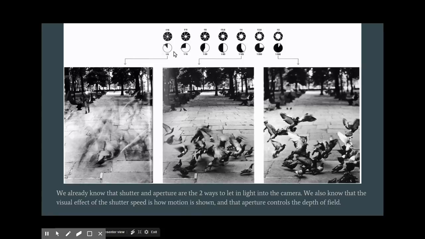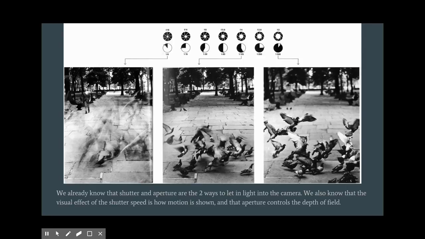in fractions of a second, and you can have a shorter shutter speed, so it opens and closes very quickly, all the way to a longer shutter speed where it opens and then closes and there's more time in between. That's one way that light gets into your camera.